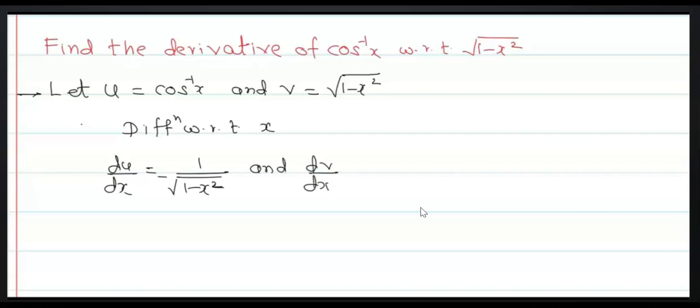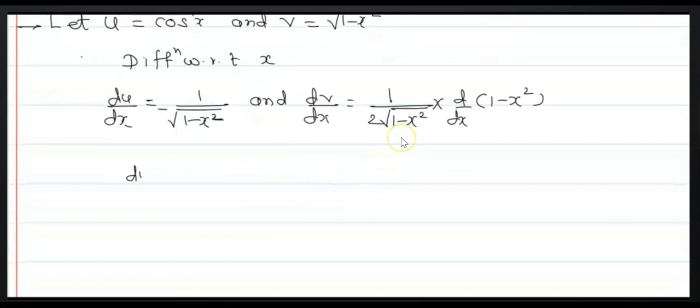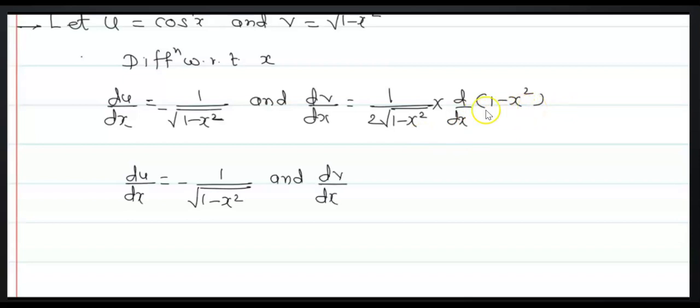Now differentiate this with respect to x. Therefore, du by dx is equal to minus 1 upon root of 1 minus x square. And dv by dx is equal to 1 upon 2 root of 1 minus x square into the derivative of 1 minus x square. The derivative of 1 is 0 and of x square is 2x, but the minus 2x will be there because of the minus sign.